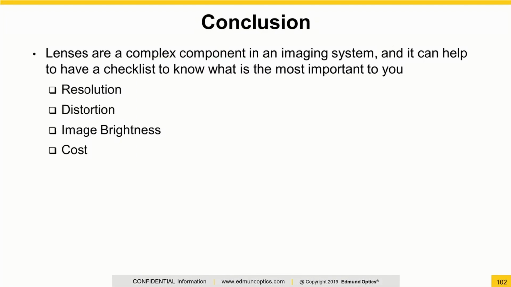I mentioned how high resolution tends to drive higher distortion values. Image brightness can drive larger lenses to allow more light throughput. And all of that is directly contingent on cost as well. If cost is not an object, you can probably check all three of those boxes. If you're more cost constrained for a particular application, you may need to give on one of these in order to get a lens that's going to maximize what you're going to be doing.